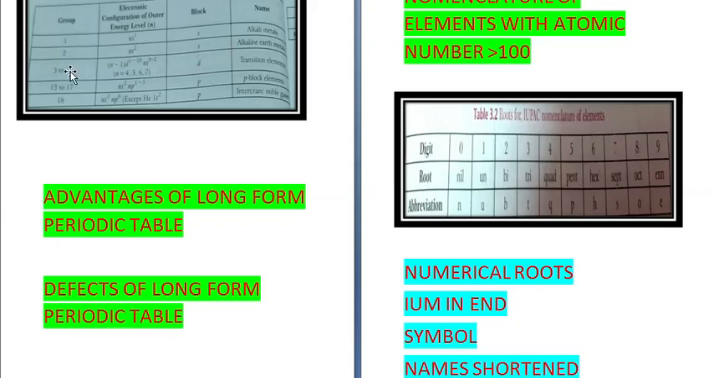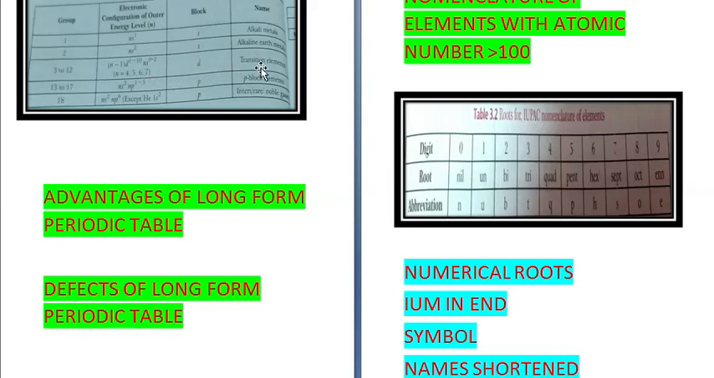From group 3 to 12, the electronic configuration is (n-1)d1 to 10, ns0 to 2. n can be 4, 5, 6 or 7. They are the d block elements and they are known as transition elements.